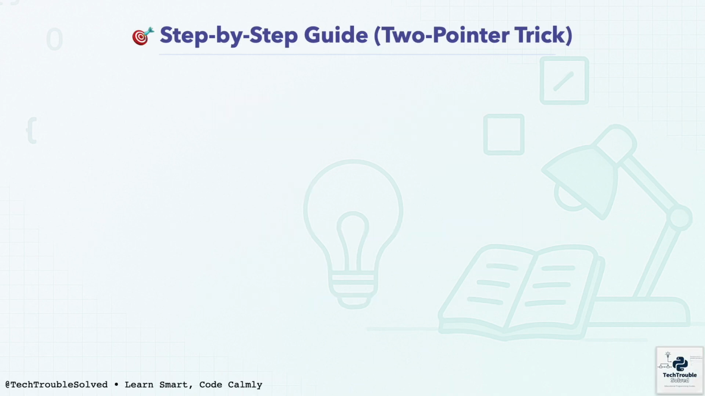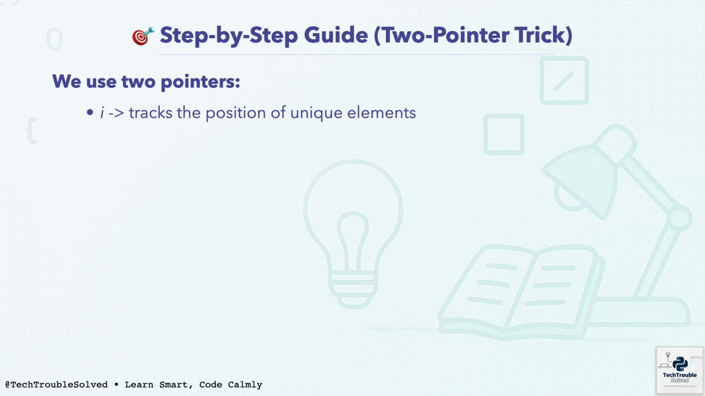So let's talk about the main idea. We will use two pointers. Pointer i keeps track of the last unique element we have placed. Pointer j scans the array to find new values. Whenever j finds something different from what i is pointing to, we know we have found a new unique number.